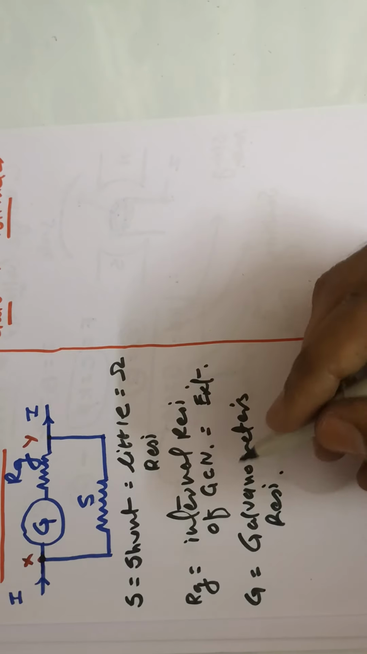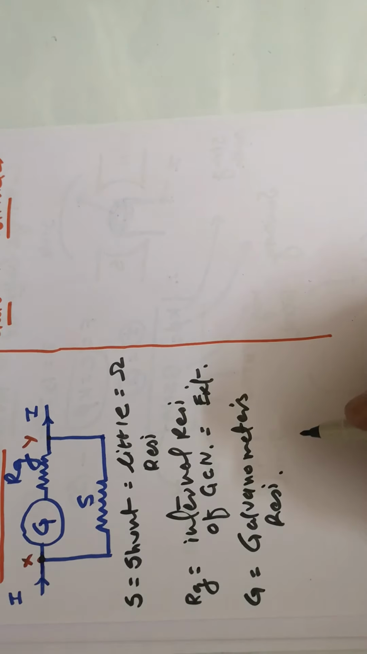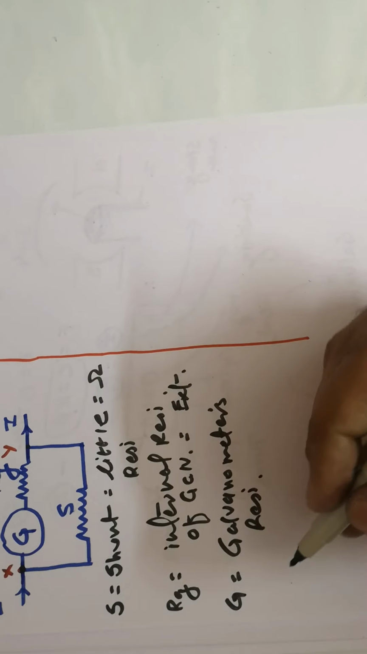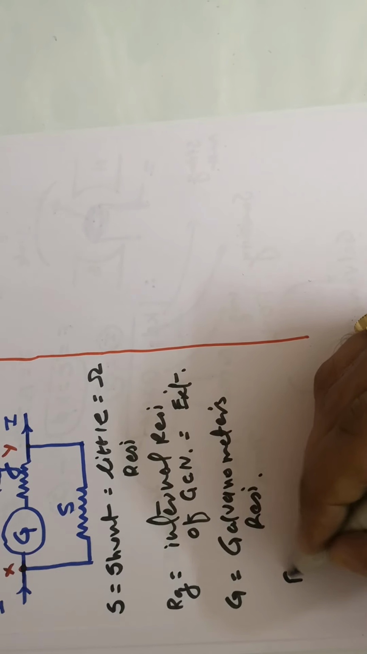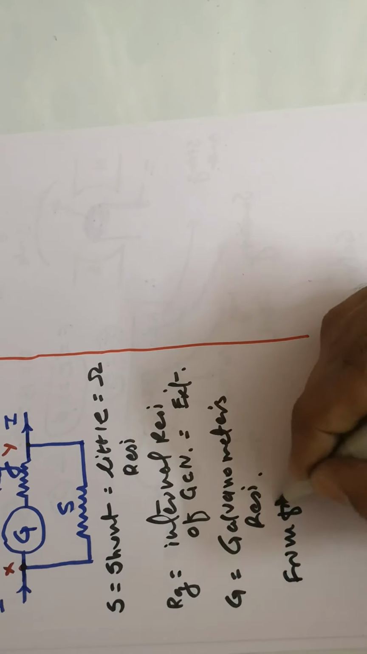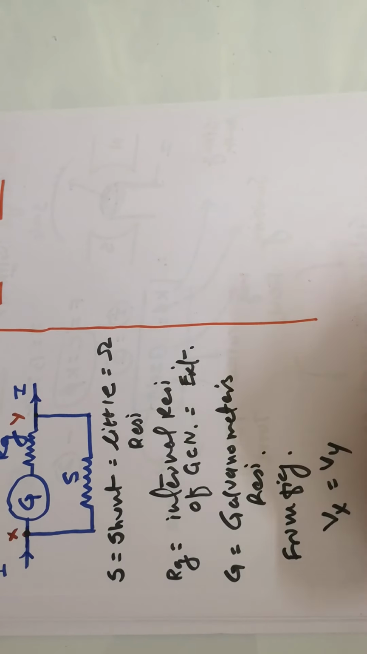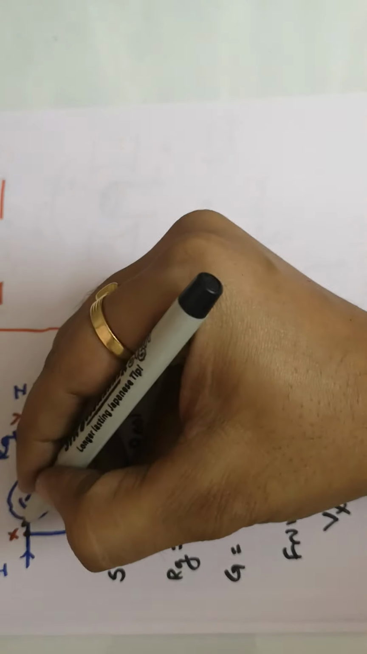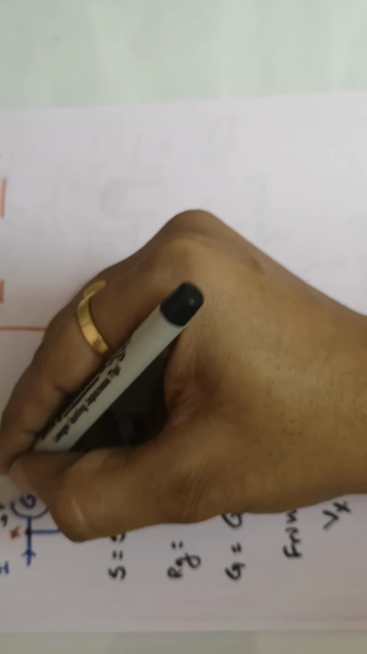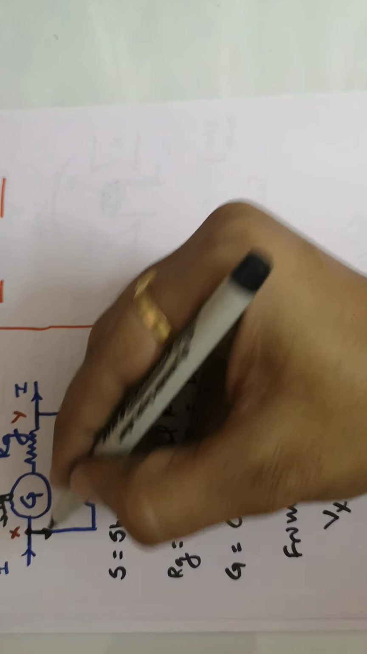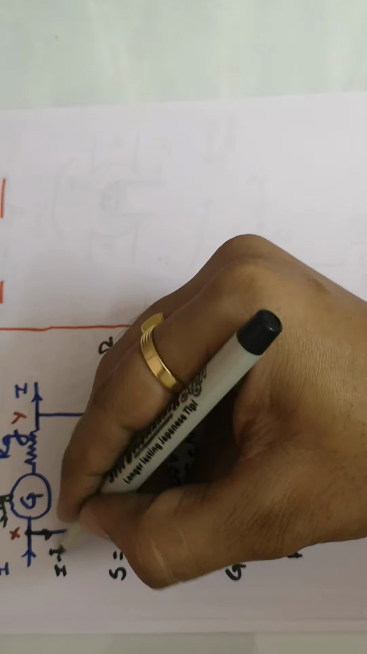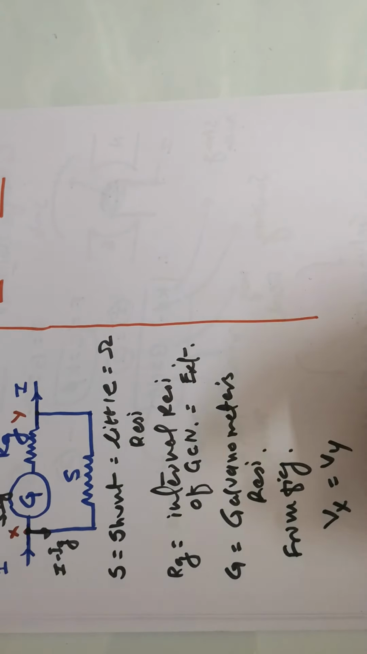You are aware that every instrument contains a small amount of resistance, so there is no harm in it. From the figure, I'm applying the Thevenin theorem. The voltage at point X and the voltage at point Y are both equal. The amount of current entering this part is Ig, and the current left is I minus Ig.